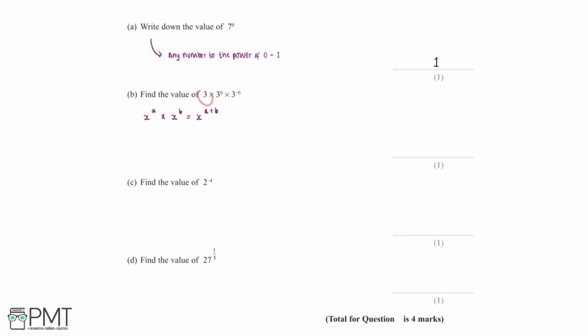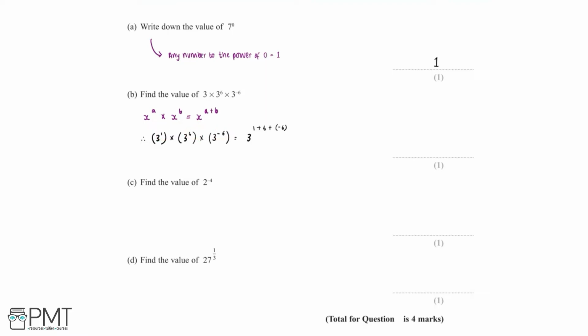We can say that 3 is equivalent to 3 to the power of 1. And so 3 multiplied by 3 to the power of 6 multiplied by 3 to the power of minus 6 is equivalent to 3 to the power of 1 multiplied by 3 to the power of 6 multiplied by 3 to the power of minus 6. Now using the index law above, we can say that this is equal to 3 to the power of 1 plus 6 plus minus 6, because we added all their powers together.